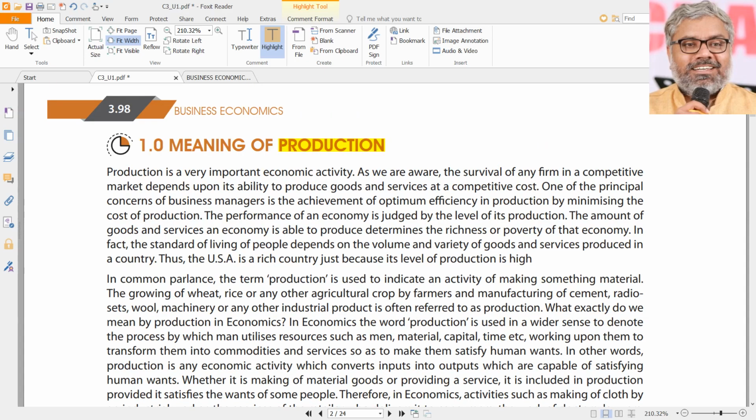Of course, that is also production. Manufacturing an article or a thing is also production. But is that the only production? No. So the simple point is, production includes manufacturing of goods and also rendering of services. That is the first point to note. When a doctor treats his patient, that is also production.